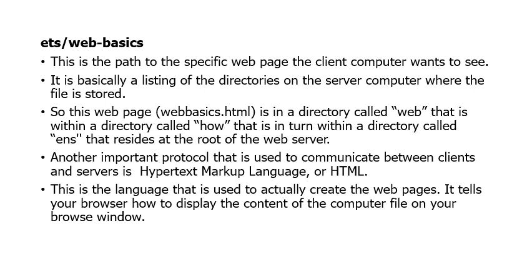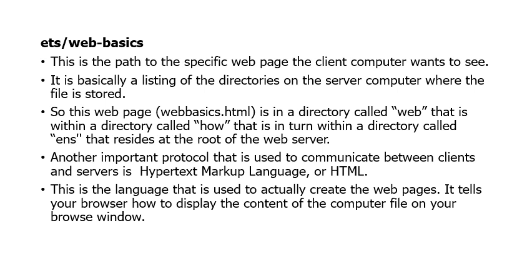In a website there will be several tabs or several pages. To specify a specific web page, the path will be like ets/webbasics. This part of the URL tells the specific web page the client wants to see. It is basically the listing of directories on the server computer where the file is stored. So the web page is in a directory called webbasics, which is within the directory called ets, that resides on the root of the web server.